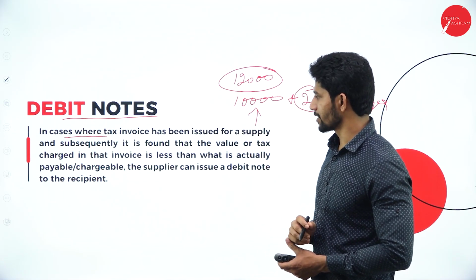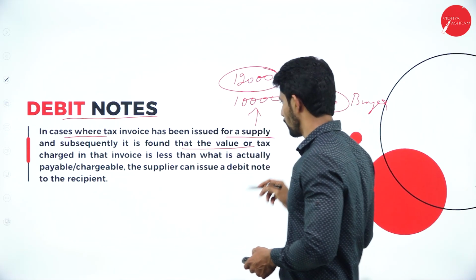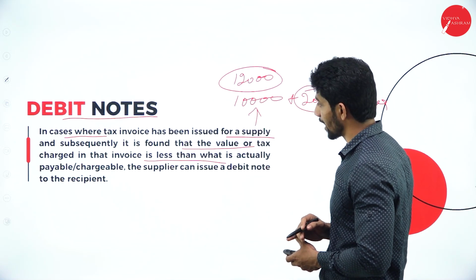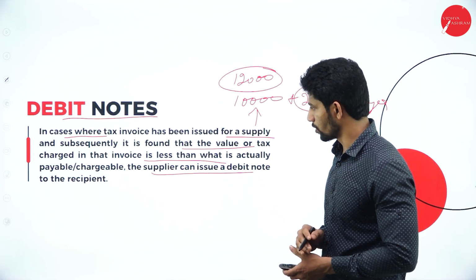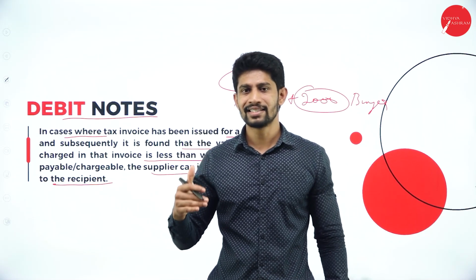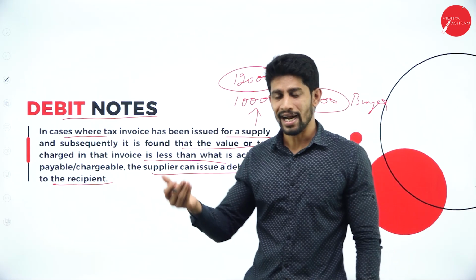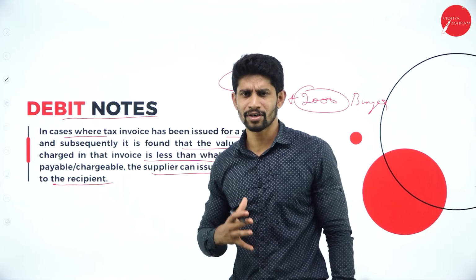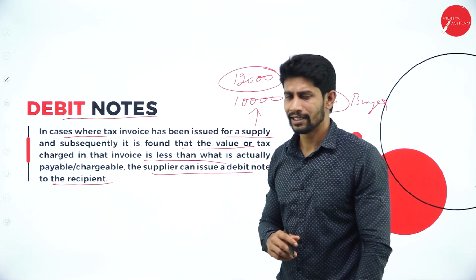That is what the statement says: in cases where a tax invoice has been issued for a supply and subsequently it is found that the value or tax charged in that invoice is less than what is actually payable or chargeable, the supplier can issue a debit note to the recipient. That means if the supplier charges less than what is supposed to be charged, we can issue the debit note to the customer or the recipient. So this is the difference between the credit note and the debit note.